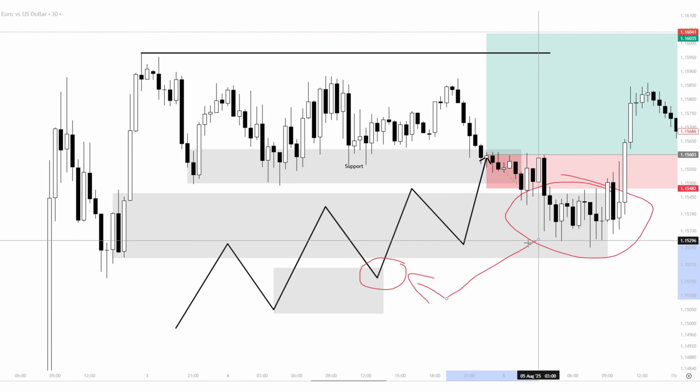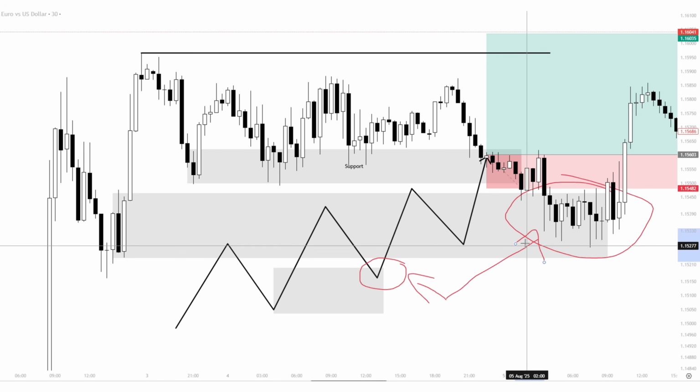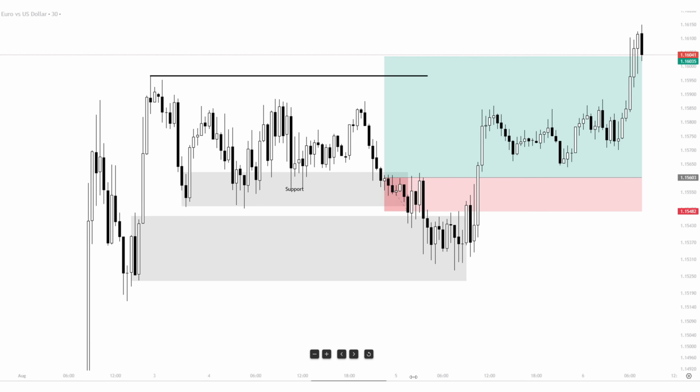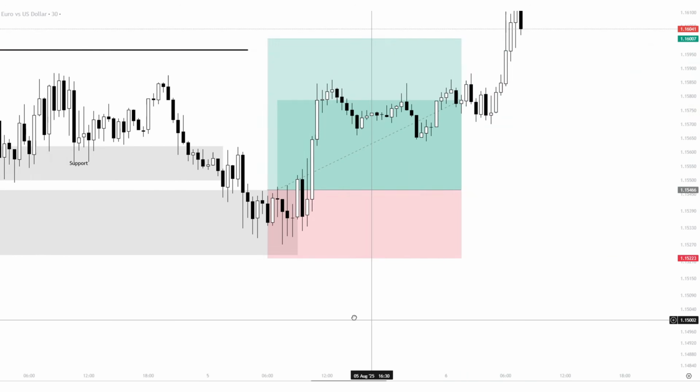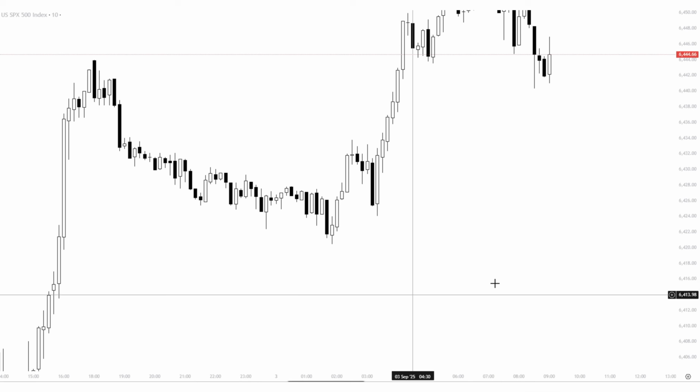So that's how you actually avoid getting stopped out of trades that look good at first sight, because if we would have simply used the demand level instead of the low-quality support, this trade would close as a nearly perfect winning trade. Now let's see here.